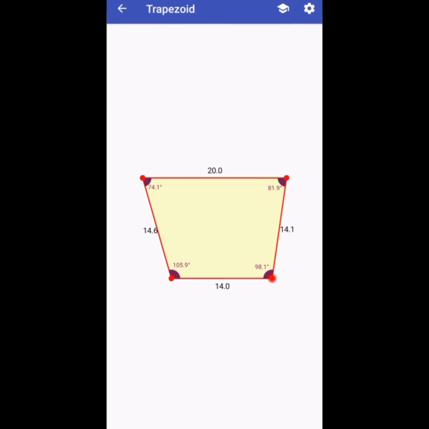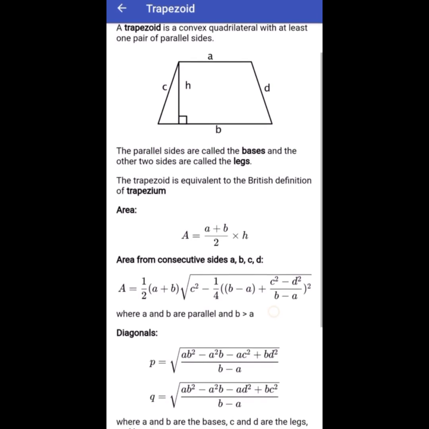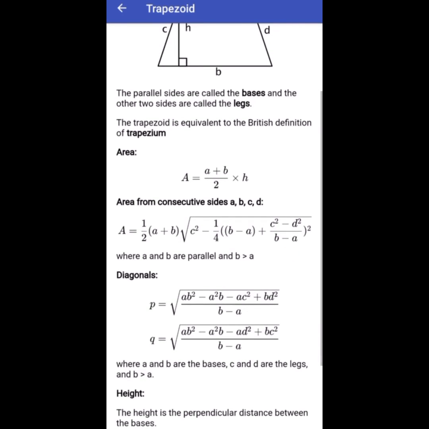So we are done with rhombus. Let's move on to the trapezoid. A trapezoid is a convex quadrilateral with at least one pair of parallel sides. The parallel sides are called the bases and the other two sides are called the legs. The British definition of trapezoid is trapezium.